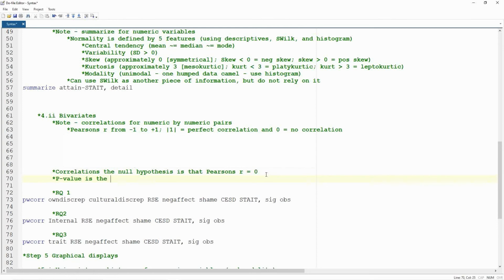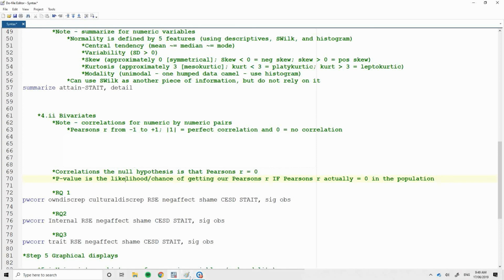So p-value is the likelihood or chance of getting our Pearson's R if Pearson's R actually equals 0 in the population. So it's worth us remembering just for a second here, there's a typo, that we have a sample from the population. And there's a likelihood that we have just sampled a particular part of that population that produces a Pearson's R greater than 0, be it in a negative or a positive direction.